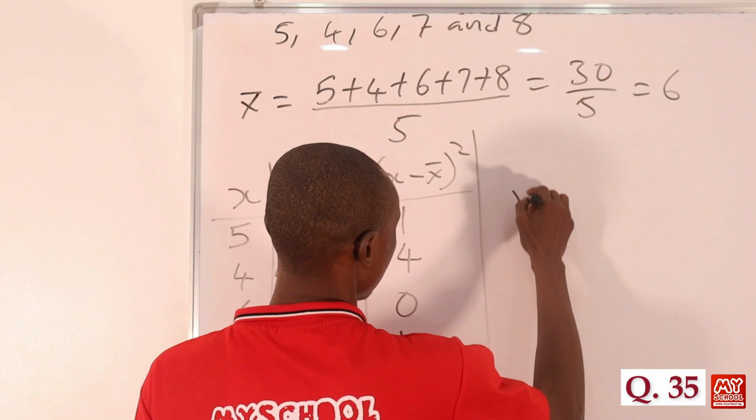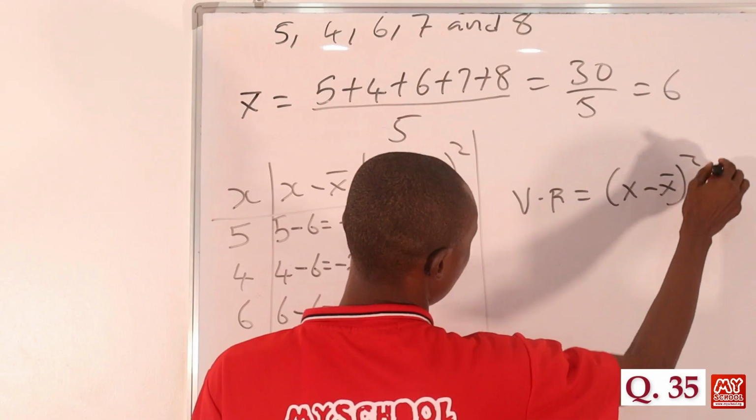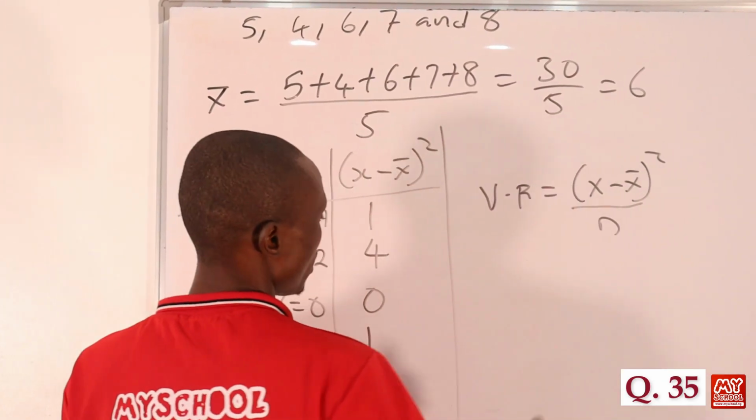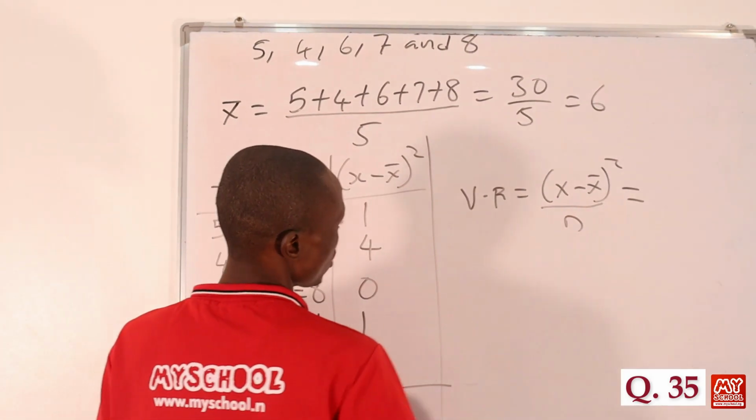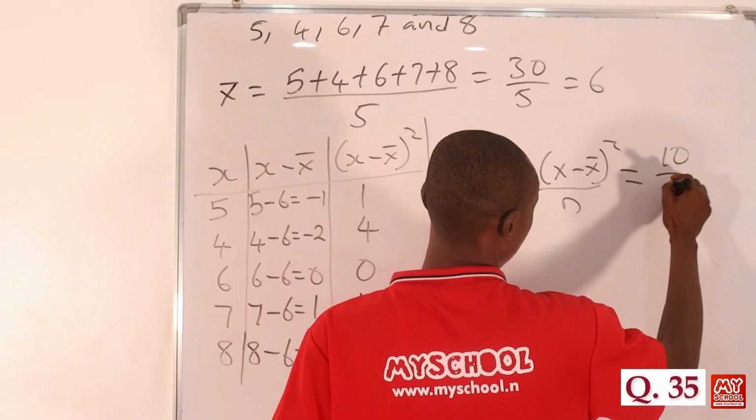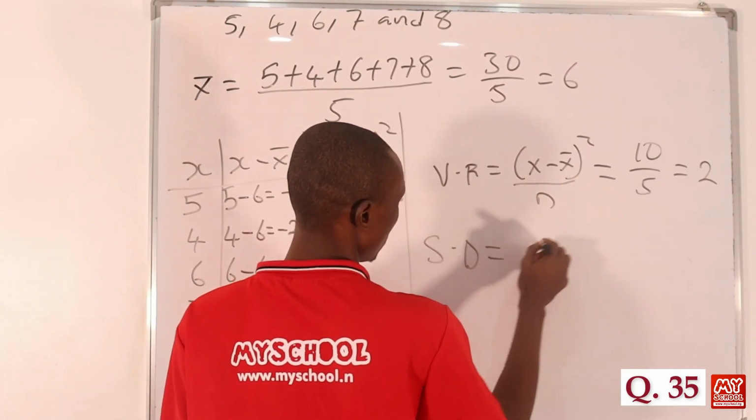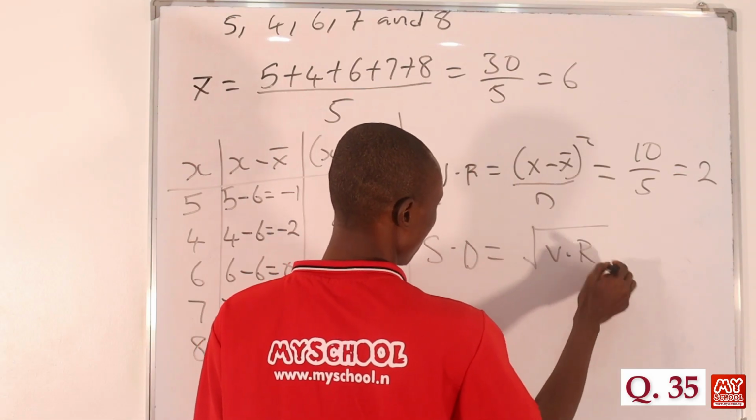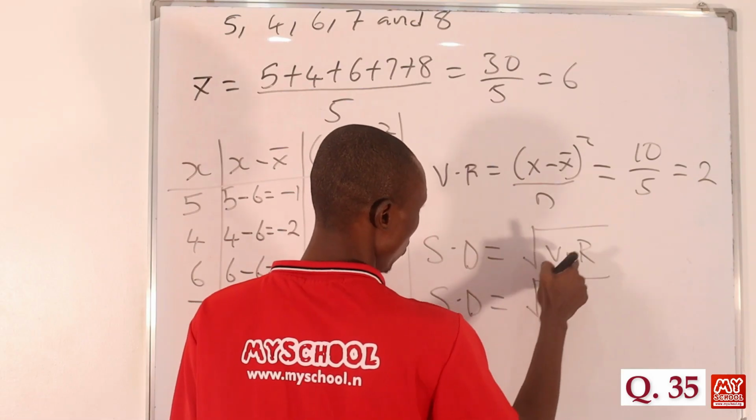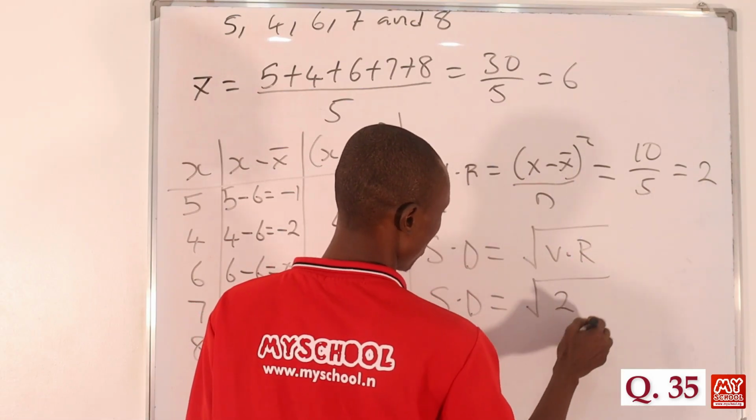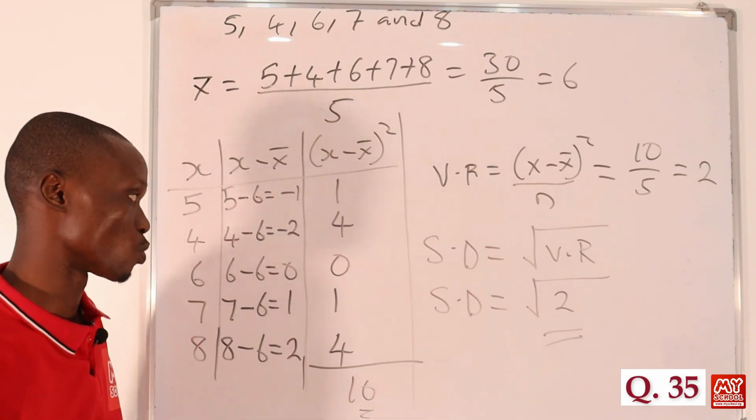So let's get our variance first. Variance is equal to the sum of x minus x bar squared, divided by n. From our summation here, we got 10, so this will be equal to 10 divided by 5, and that will be equal to 2. But we are looking for standard deviation, which is the square root of variance. So our standard deviation will be equal to the square root of the value of our variance, which is 2. So the standard deviation for this question is equal to root 2.